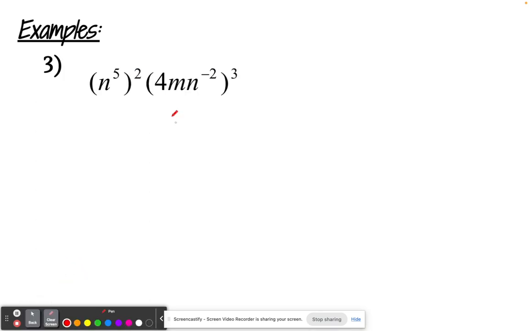Third example, I have a power raised to a power, so I will multiply those. 5 times 2 is 10, so I have n to the 10th power. Now I have a product to a power, so everything inside here has to be raised to the power. I have 4 to the third power. I have m to the third power. And here I have n, negative 2 times 3 is negative 6 power.